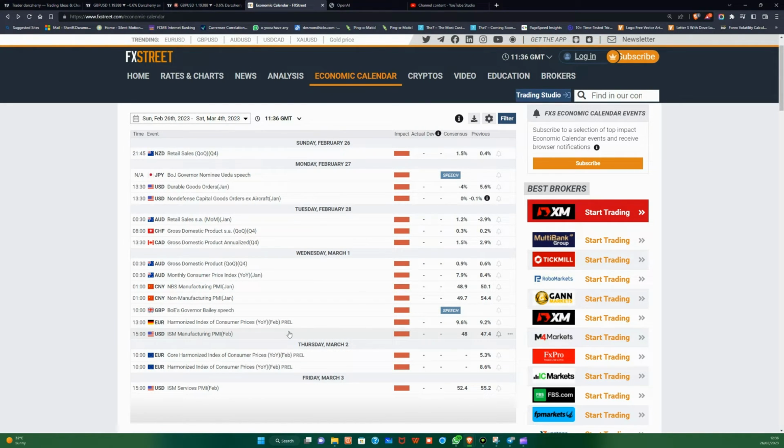Now, on that same day, we also have the ISM manufacturing PMI, which has some level of positivity there, as consensus is projecting a 48 as against the 47.4. So we are going to be looking forward to seeing the actual data that will be coming in on that day.